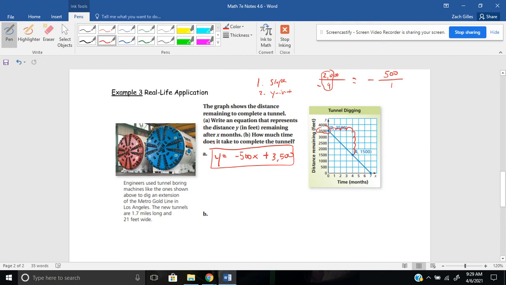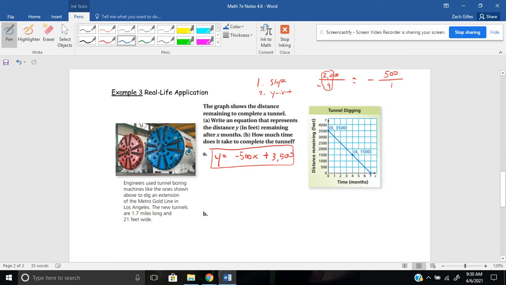Letter B says, how much time does it take to complete the tunnel? Well, if you just look at this line here, you can tell that at 0 months, we haven't gone any far, right? We haven't started yet. After 1 month, you can tell we've gone 500 feet down. That's how far we've dug, right? And that's represented with our slope. Each month, so per month, we go down 500 feet. So 2 months go by, we're down another 500 feet. 3 months go by. Once we get to 7 months, what's our distance remaining?